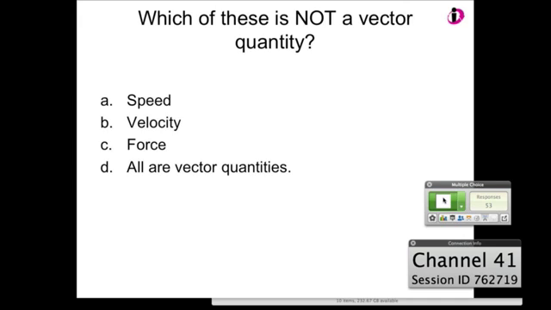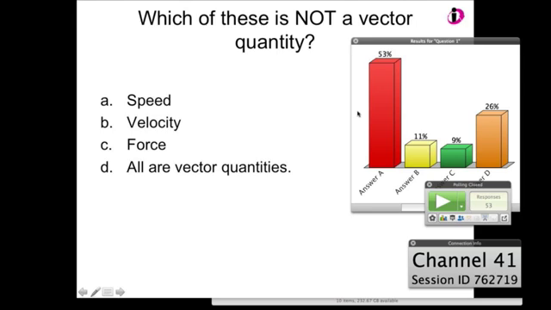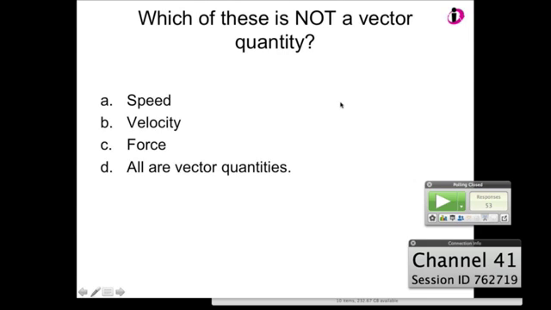So most of you said speed, but several of you thought velocity was as well. Does speed have a direction? Those of you that just vocalized, you answered A. I bet the ones that answered D didn't vocalize. Speed is just a magnitude. It's just a scalar. So that is the one that's not a vector. When we just talk about speed, it's just the magnitude of the velocity.